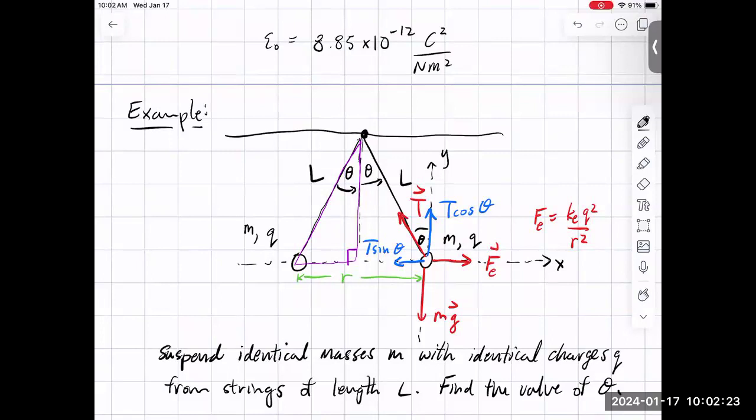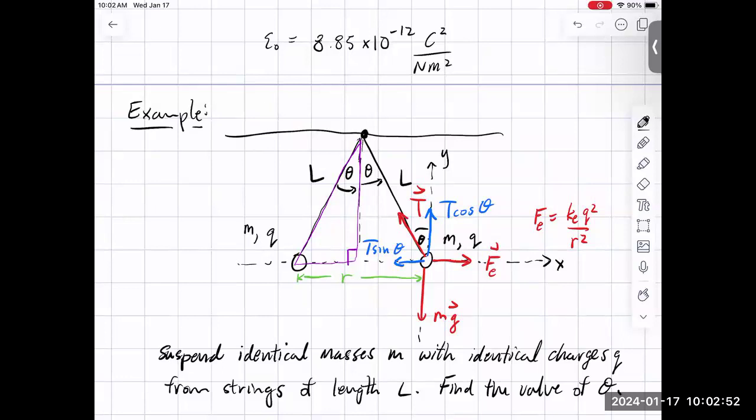So all we did to solve this problem is we drew a picture and identified all of the forces acting on each of the masses. We drew a free body diagram for one of them. It would look the same for the other one. There's a gravitational force down, there's the tension along the direction of the string, and then there's that repulsive electrostatic force. We broke those up into components along the horizontal x-axis and the vertical y-axis.